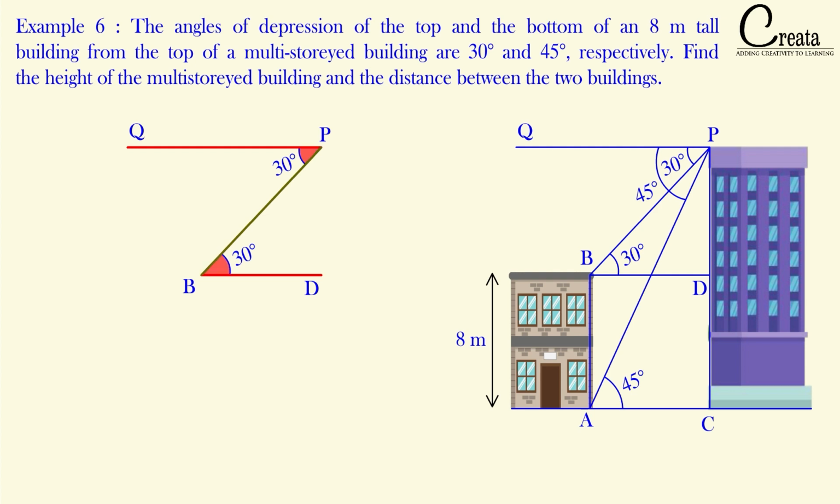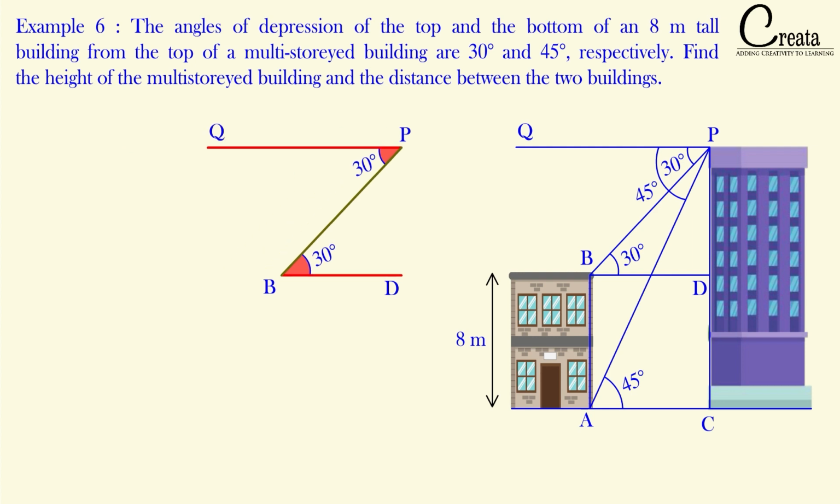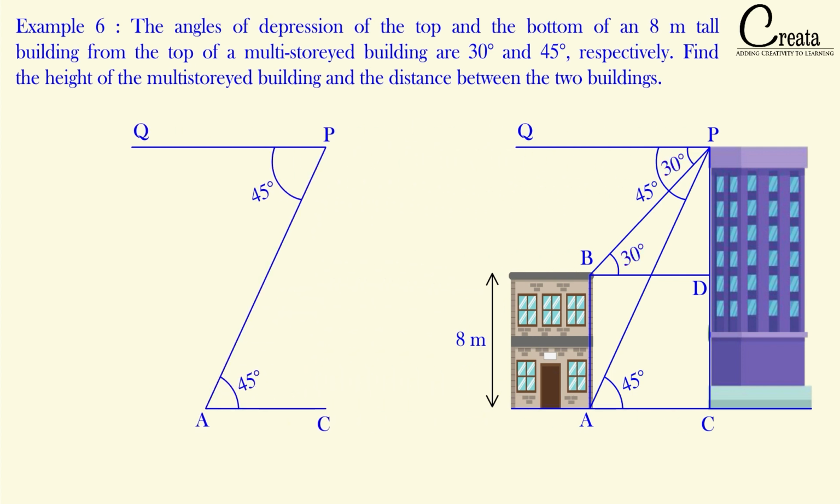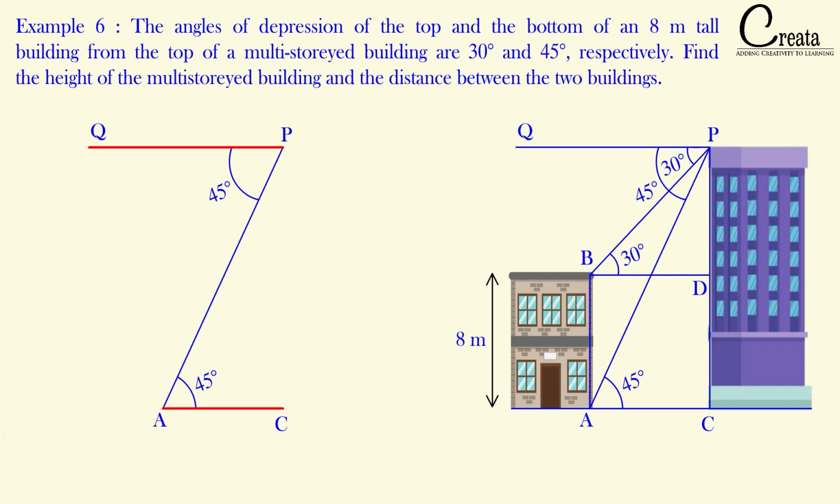And in case of the transversal, the alternate angles are equal. So these two angles, that is 30 degree, will be equal to each other. Got it? Similarly, if we take QP and AC as the two parallel lines and PA as the transversal, then these two angles are the alternate angles which will be equal to each other.